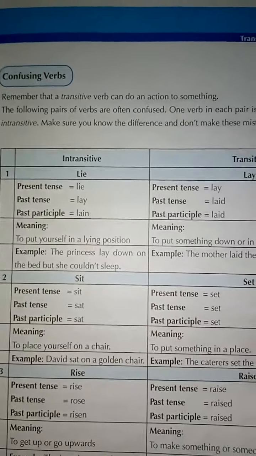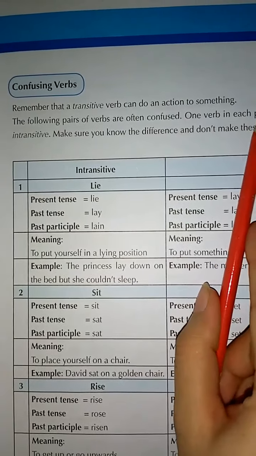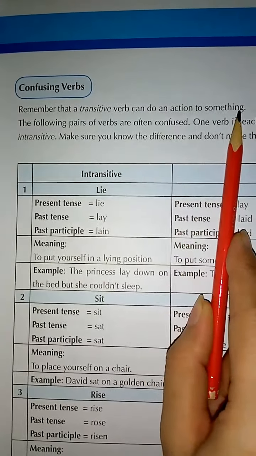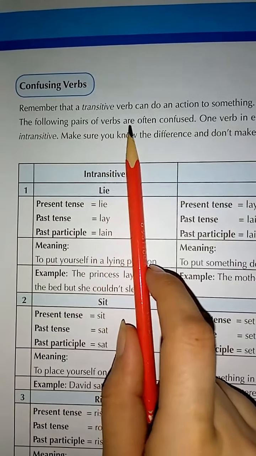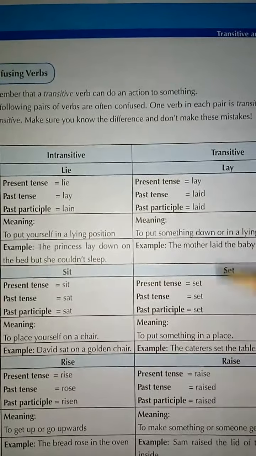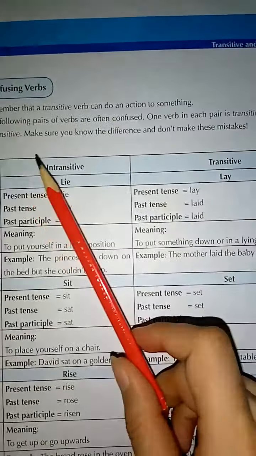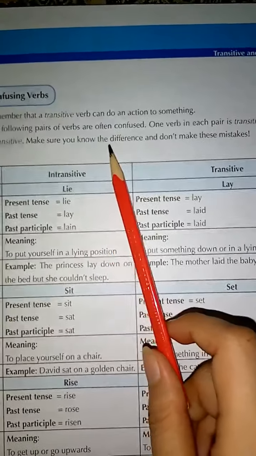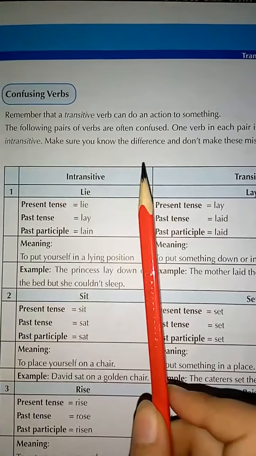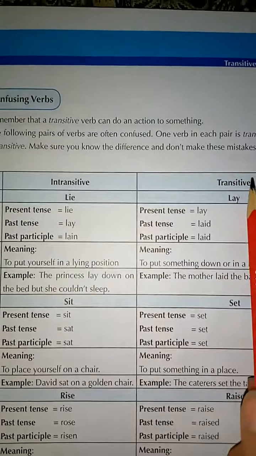Then we have some confusing verbs. Remember that a transitive verb can do an action to something. The following pairs of verbs are often confused. The following pairs of words will always confuse a person. One verb in each pair is transitive and the other is intransitive. Make sure you know the difference and don't make these mistakes. Okay, intransitive, lie.